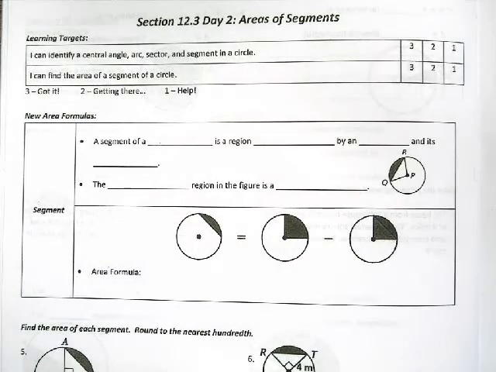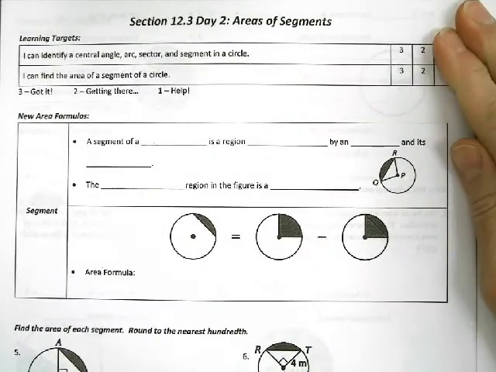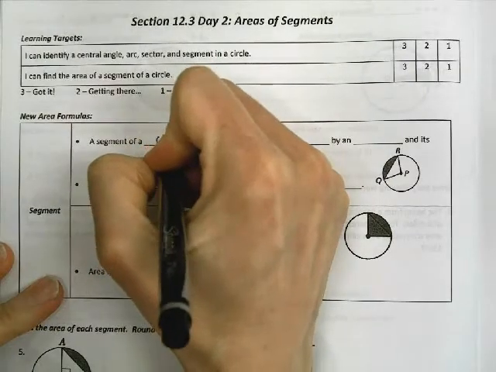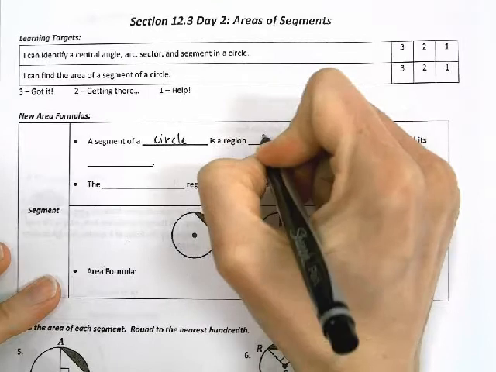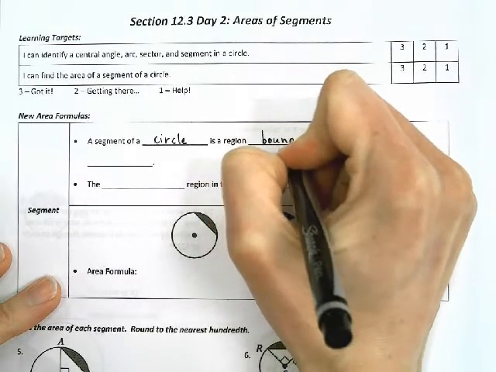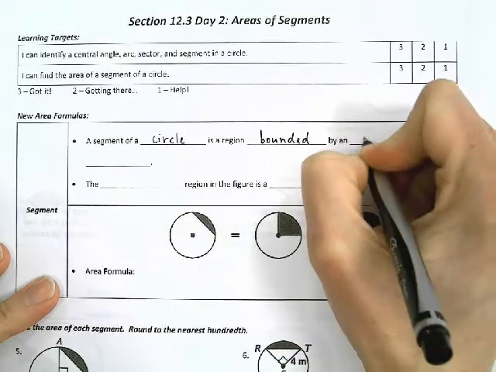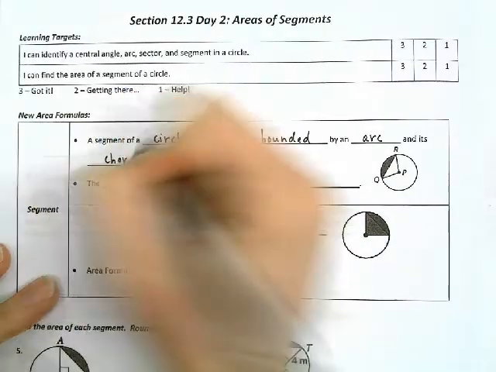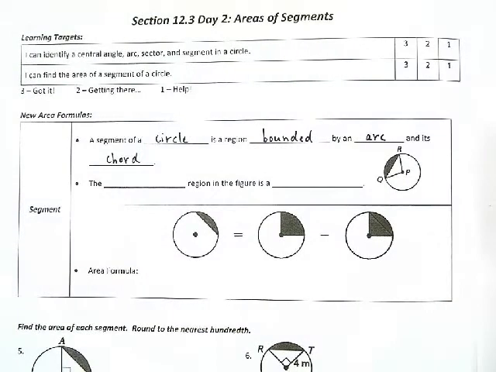So a segment, this is something we haven't talked about before. And so what it is, a segment of a circle is a region bounded by an arc and its chord. And that word chord is a new word, so let's take a look at what that means.